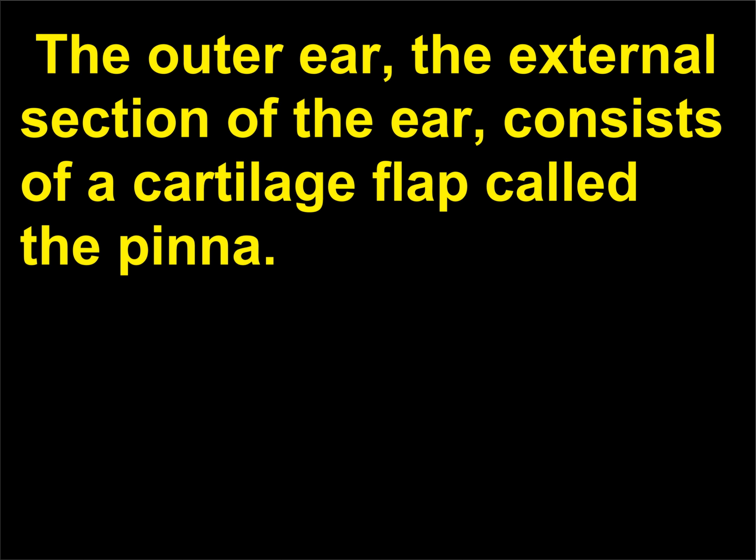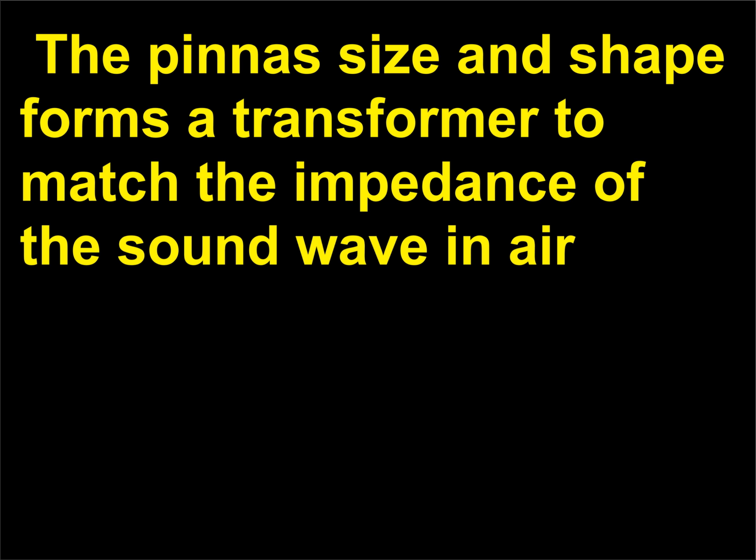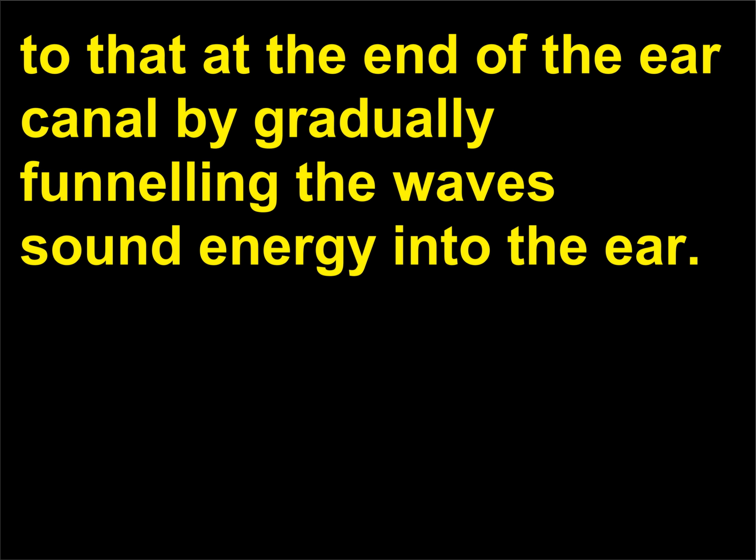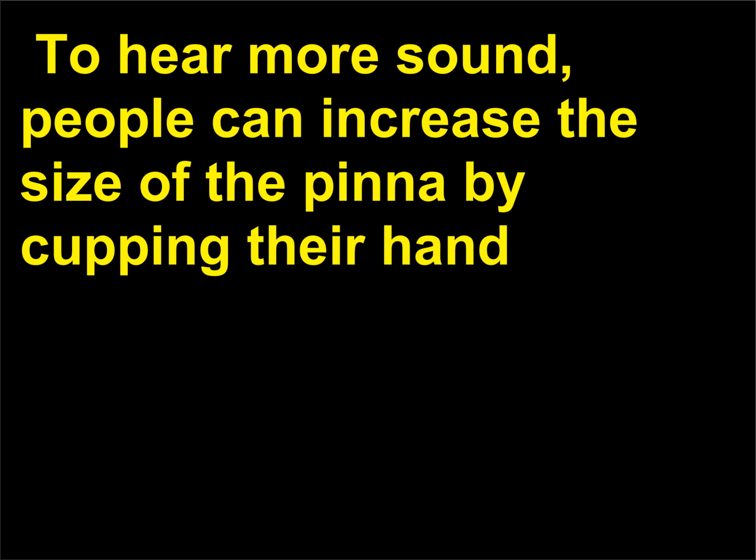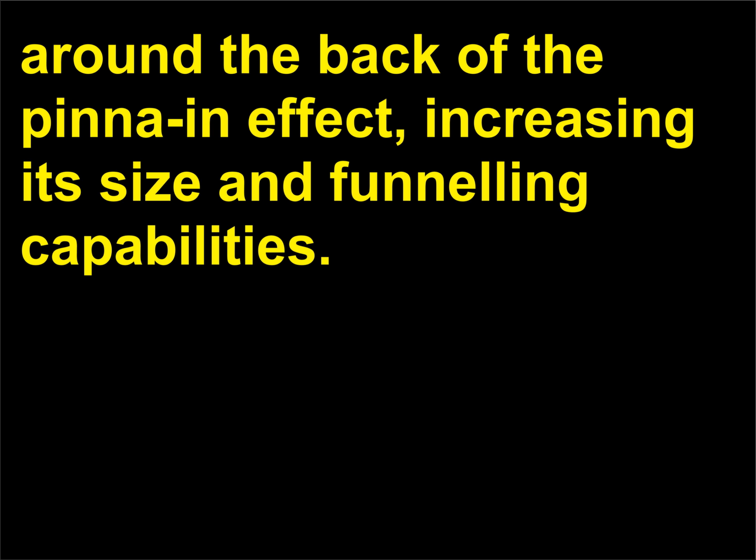The outer ear, the external section of the ear, consists of a cartilage flap called the pinna. The pinna's size and shape form a transformer to match the impedance of the sound wave in air to that at the end of the ear canal by gradually funneling the wave's sound energy into the ear. To hear more sound, people can increase the size of the pinna by cupping their hand around the back of the pinna, in effect increasing its size and funneling capabilities.